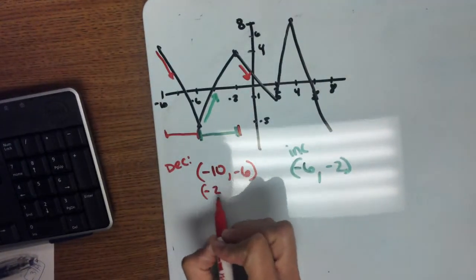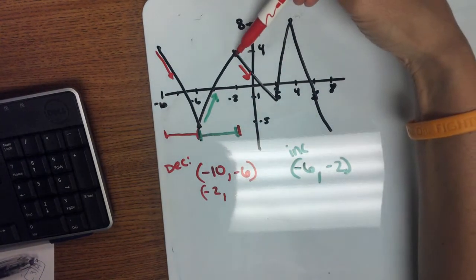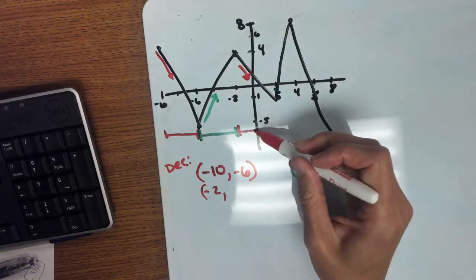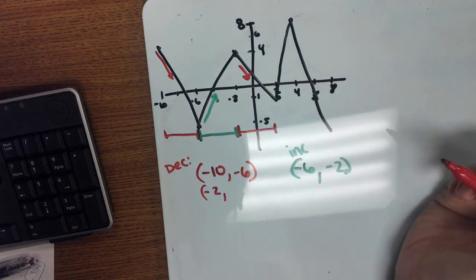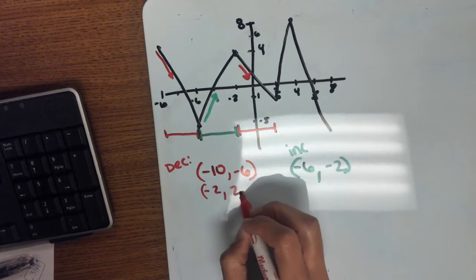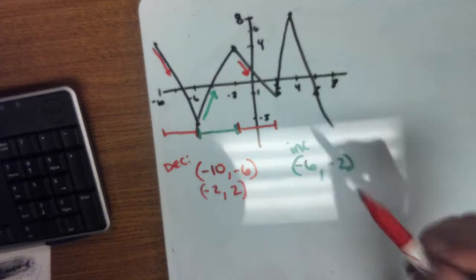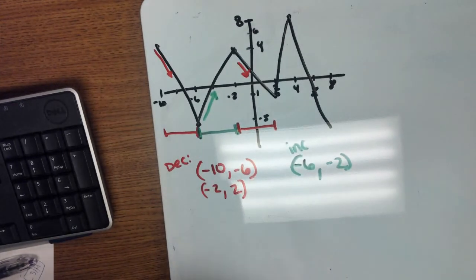So -2 is where we start. The interval is everything from -2 until, let's see, what is that, +2? I think I copied that graph. So as long as that's +2, we're decreasing.